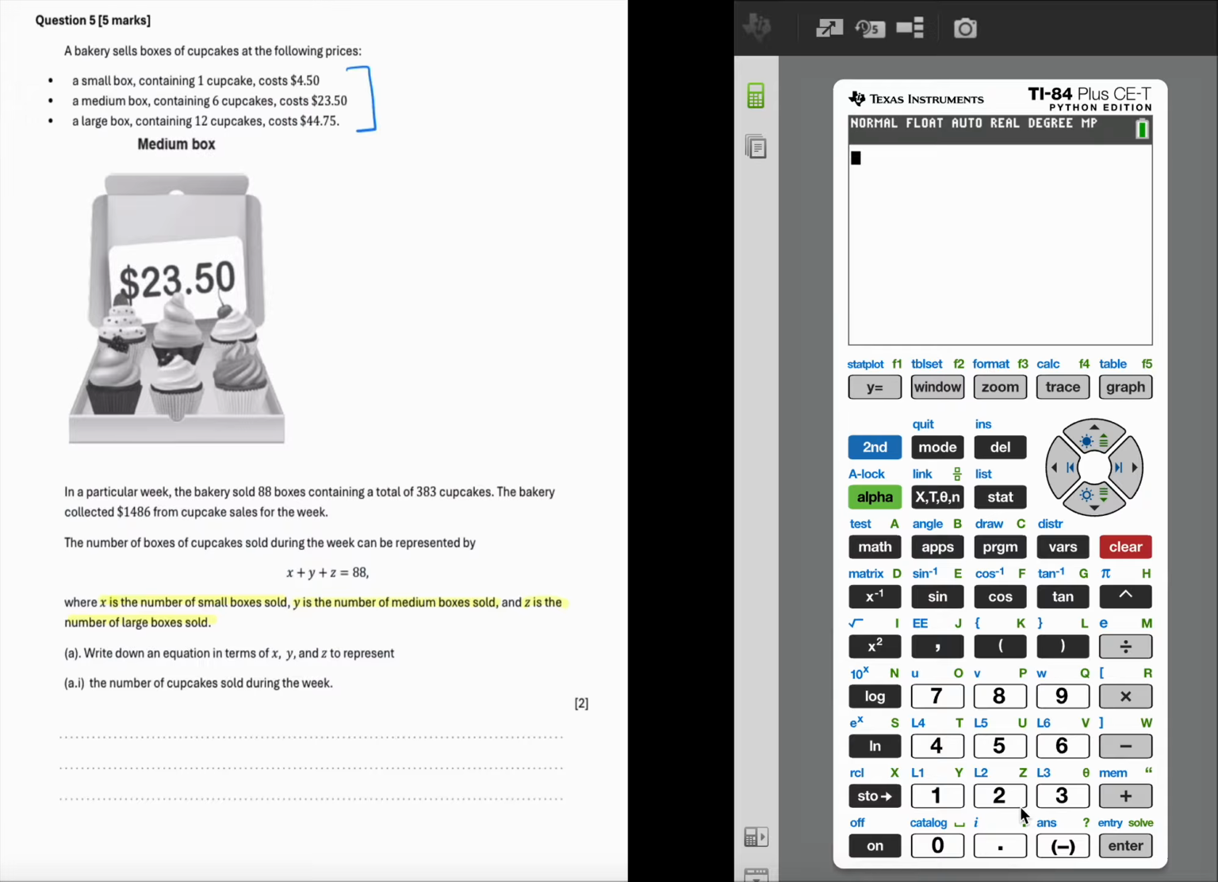So that means that we have 1 times X, however many small boxes were sold, plus 6 cupcakes in the medium box, so 6 times Y, and 12 in the larger box, so 12 times Z, and that is going to equal the 383 cupcakes that are sold. So 383. So that's my first equation, or my second equation really, because they gave me the first one here.